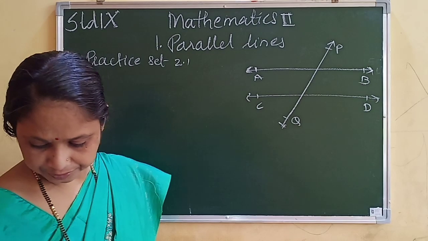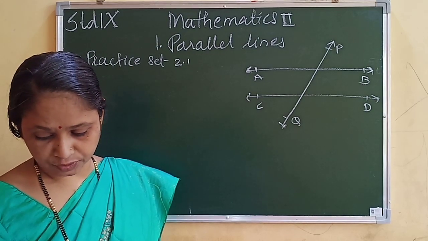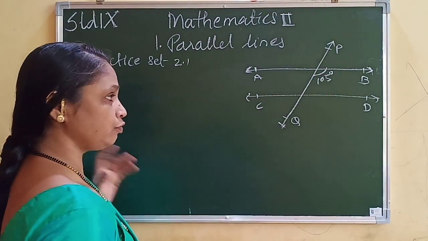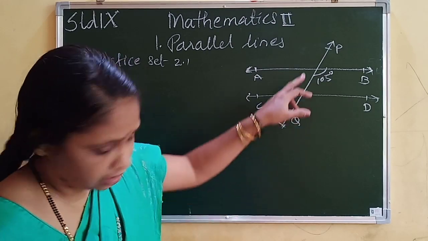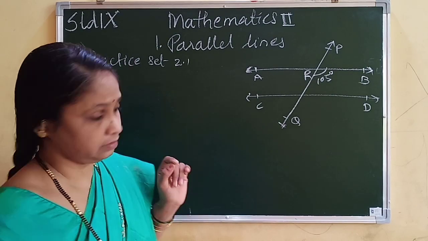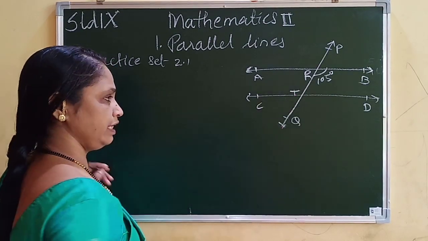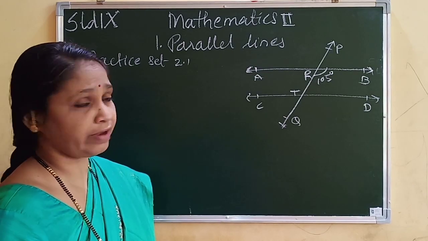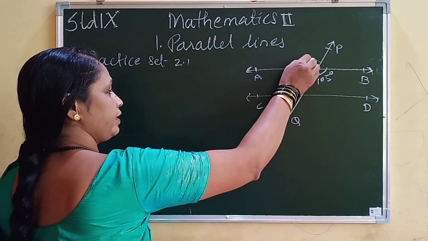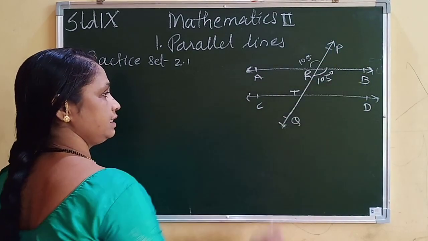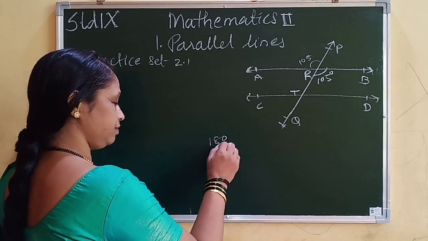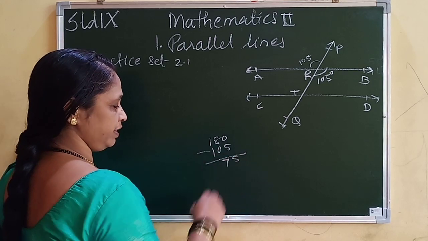Now here this angle is given as 105 degrees. We have to find the remaining angles. This is R and this is T. Now you have to find all the remaining angles. These are vertically opposite angles, which means this is also 105. This angle and this angle are a linear pair, so 180 minus 105 is 75 degrees.